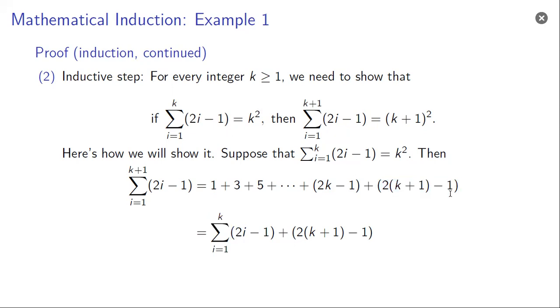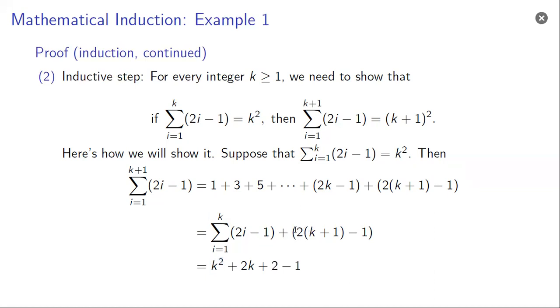But now here's where we go to the next step, which is as follows. We are supposing that the sum from i equals 1 through k of 2i minus 1 is actually equal to k squared. So that means this sum can be replaced with k squared. So this becomes k squared.